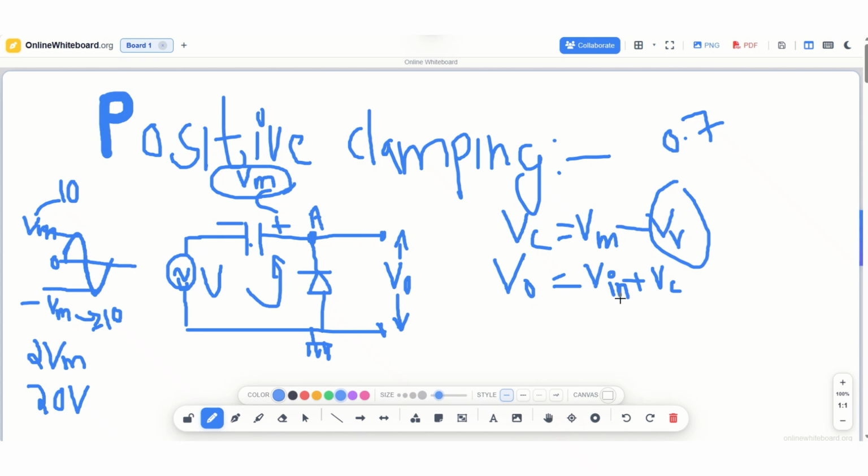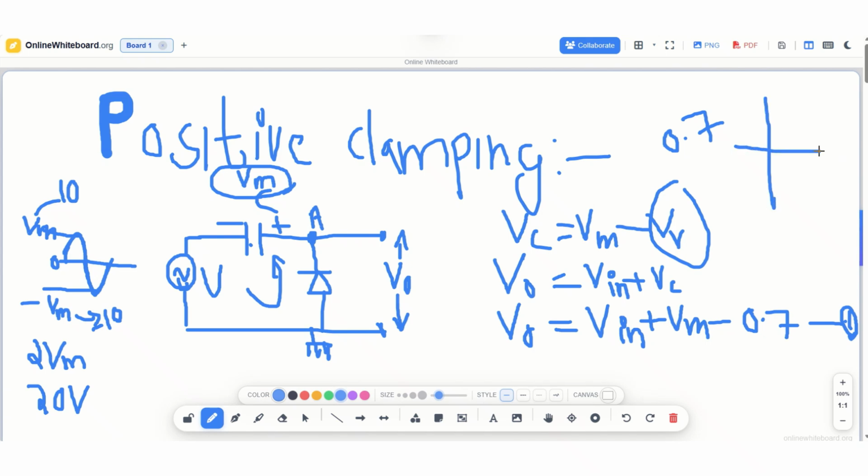So the output voltage is equal to V in plus capacitor voltage. The expression of output voltage will become input voltage plus Vm minus the cut-in voltage of the diode. This is the output voltage equation of the positive clamper.